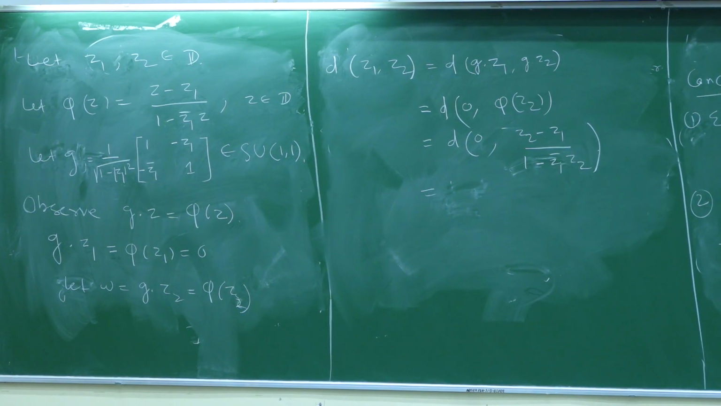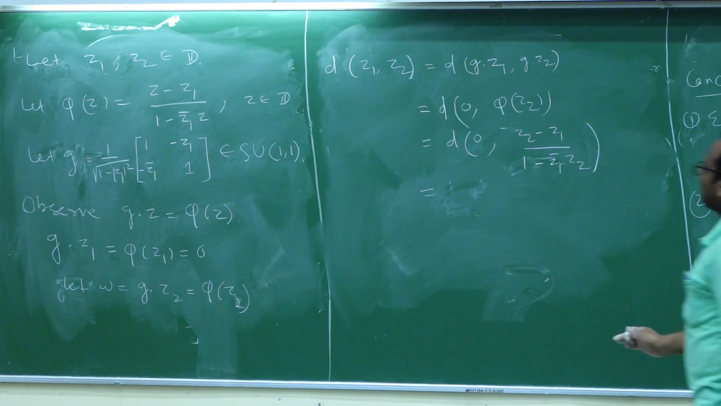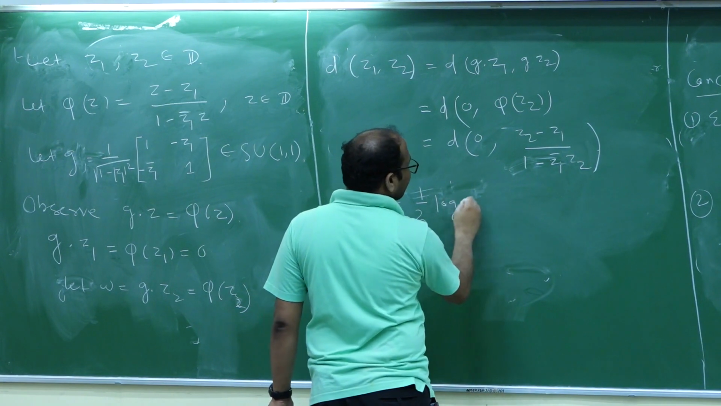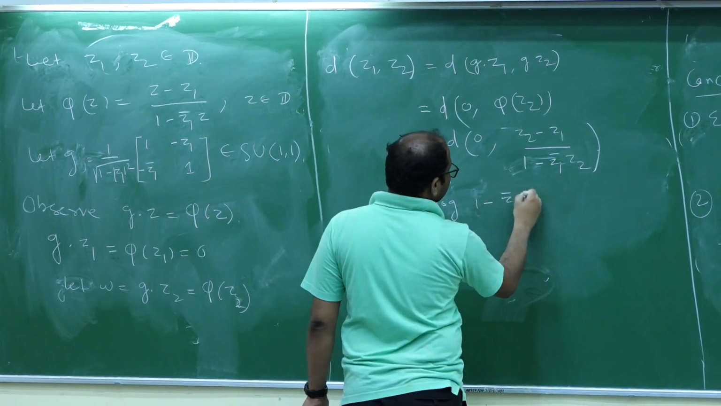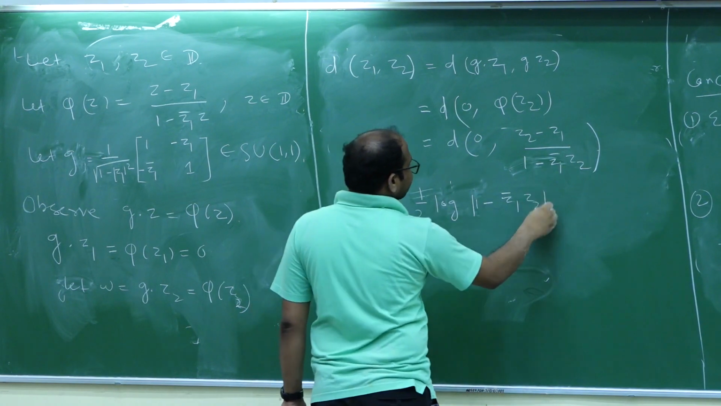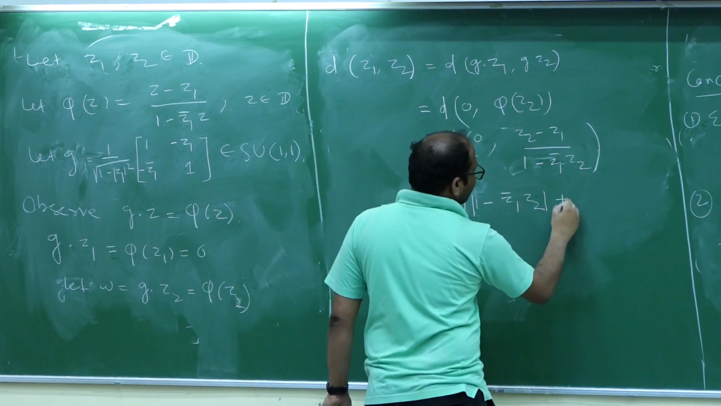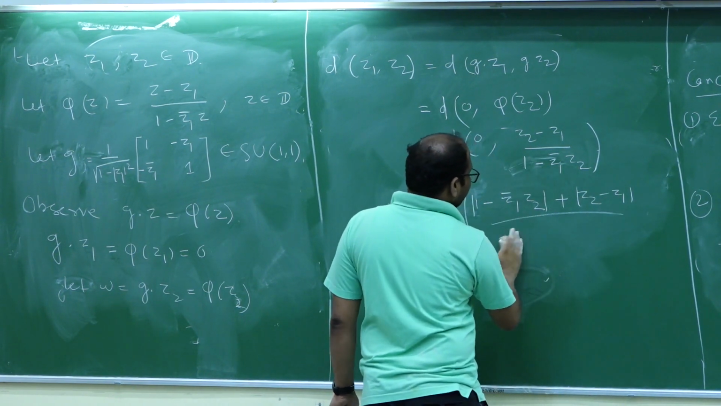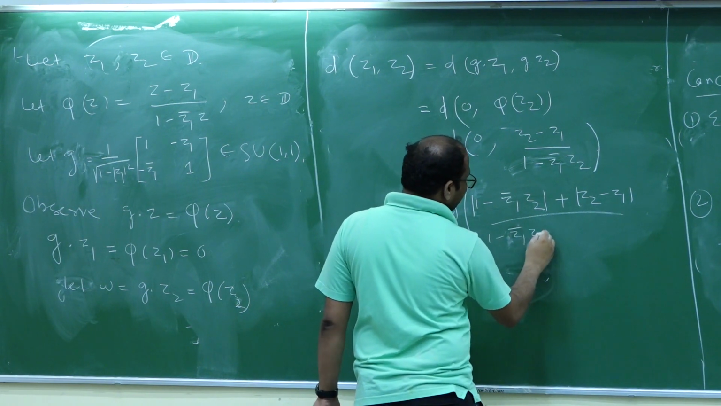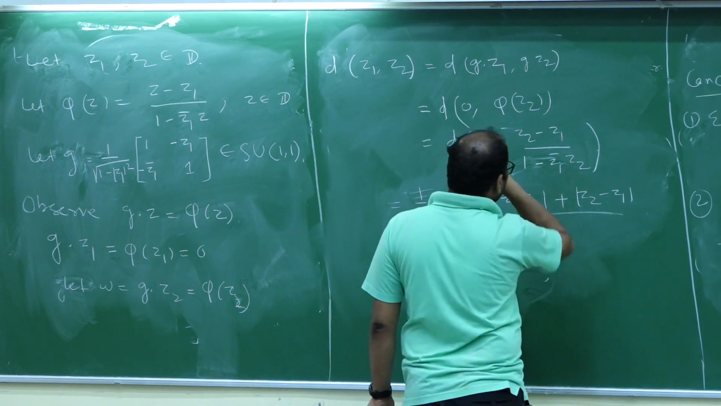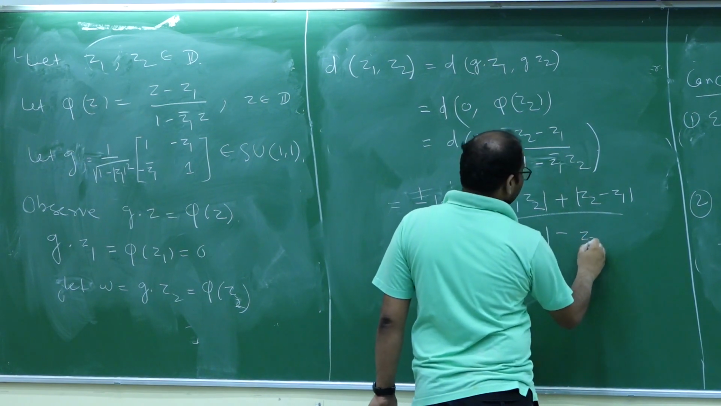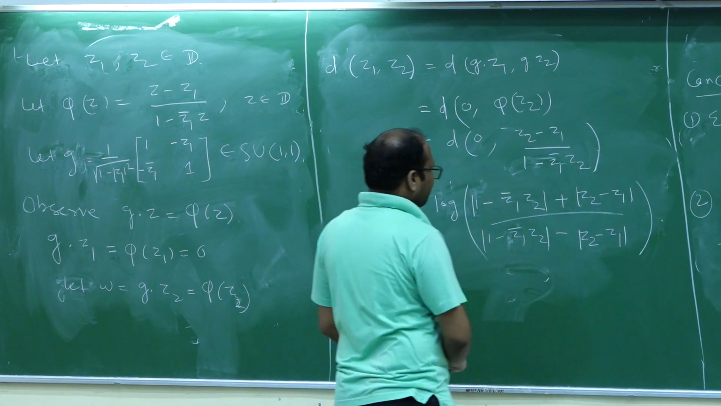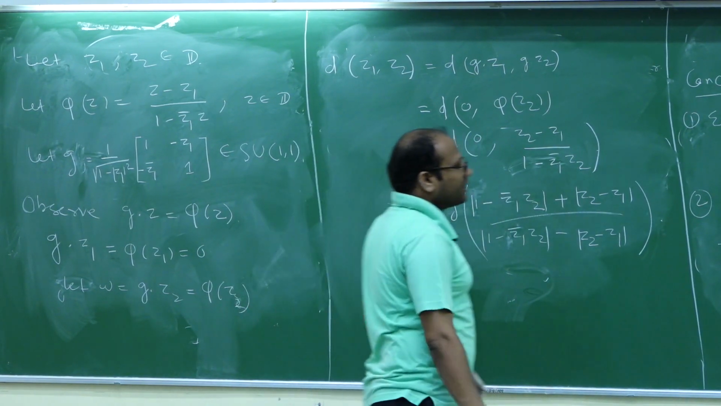If you use this, you will get something like the log of (1 minus Z1 bar Z2 plus the absolute value of Z2 minus Z1) over (1 minus Z1 bar Z2 minus the absolute value of Z2 minus Z1). This is the distance between the two points Z1 and Z2.